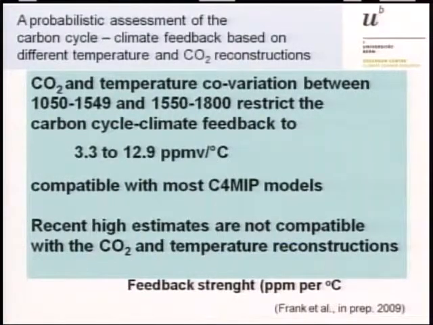So the combined CO₂ and temperature variations, as assessed here in a probabilistic way, suggest that for modest temperature changes up to 1 degree Celsius, the feedback strength is in the order of 4 to 13 ppm per degree Celsius, and that's quite comparable to most of the C4 models when the results of the models are regressed over the industrial period. Another conclusion is then that the recent high estimates brought forward by Cox and Jones are not compatible with the entire record and are likely a result of cherry picking just a particular period in the entire record.